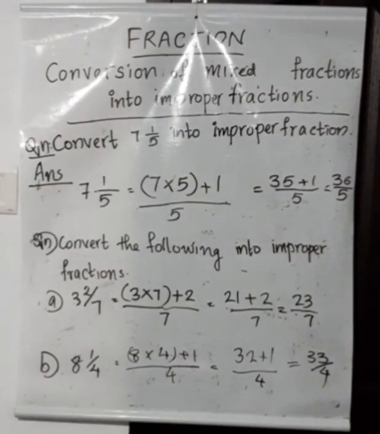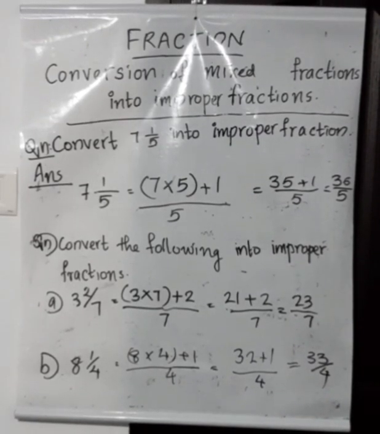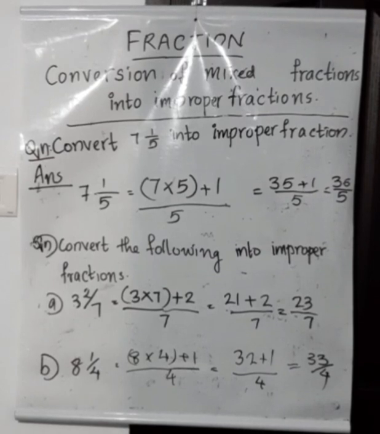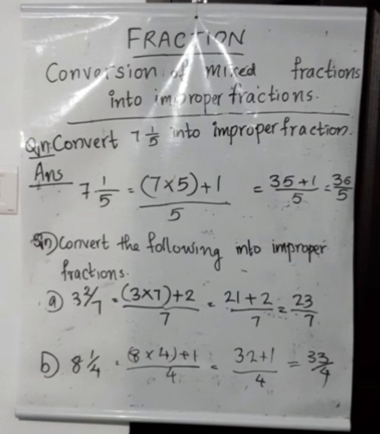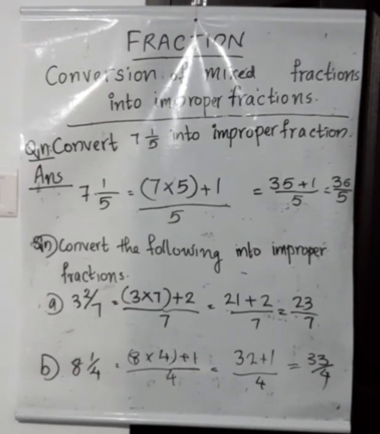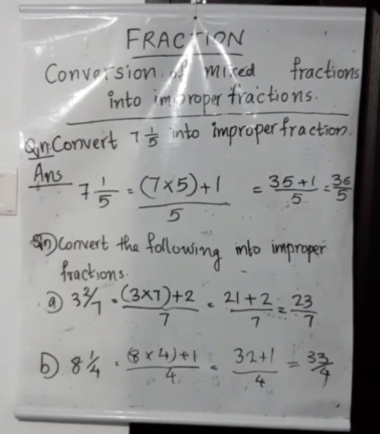What have we done there? 8 1 by 4. How have we converted it? We multiplied the whole number 8 by the denominator 4, then added the numerator, then whole divided by the denominator. So 8 4s are 32. 32 plus 1 is 33. 33 by 4 is the answer for that question.